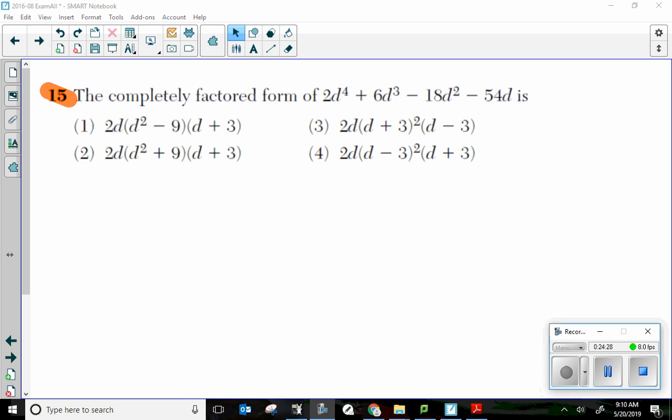Number 15, the completely factored form of 2d to the 4th plus 6d cubed minus 18d squared minus 54d is one of the following. Now, I have said before, whenever they ask you if an equation is equal to something else, you can graph them. If their graphs are the same, then they are equal. The same thing goes here.